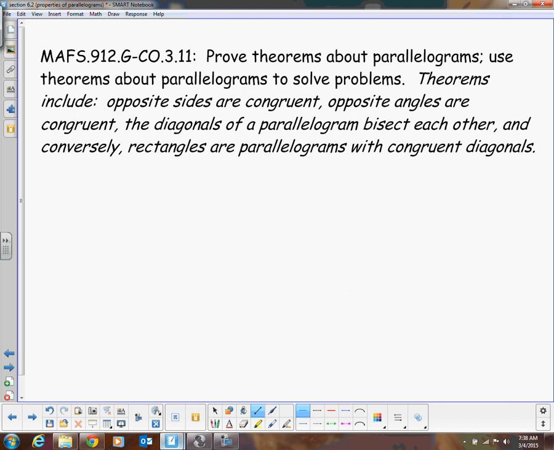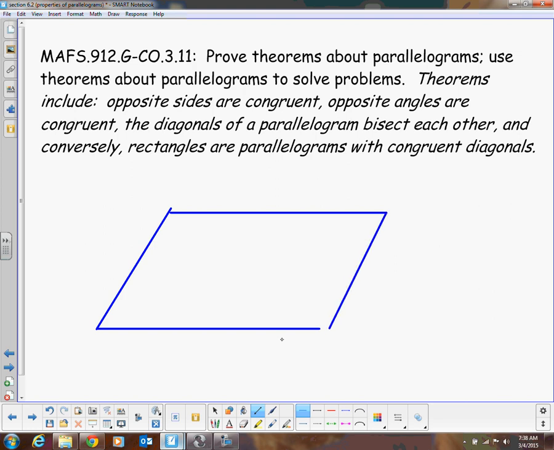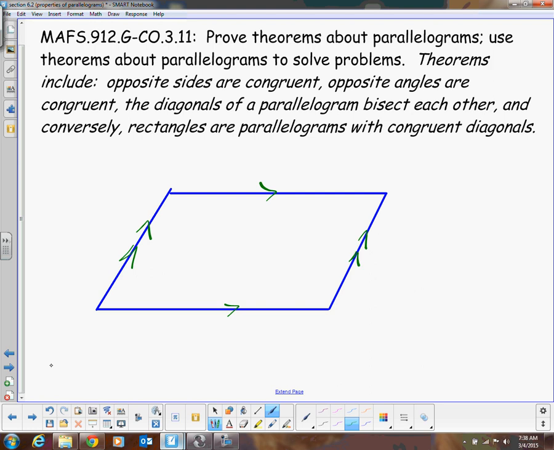So what we're going to do is look at, let's see. All right, we've got a parallelogram. That means that this is parallel to this. And did you know, by the way, what a parallelogram was? Okay, so let's define that.